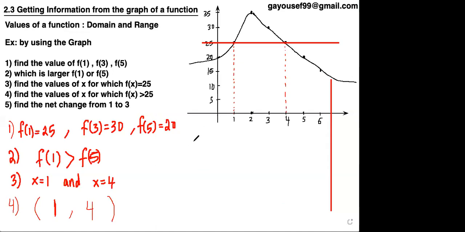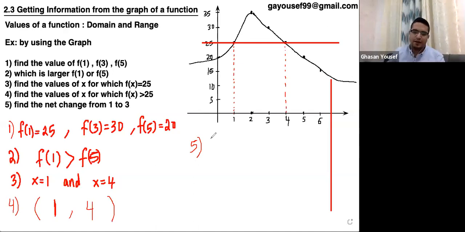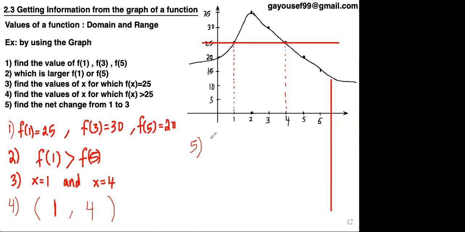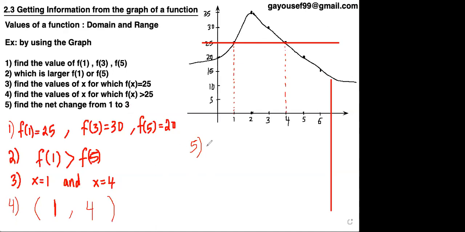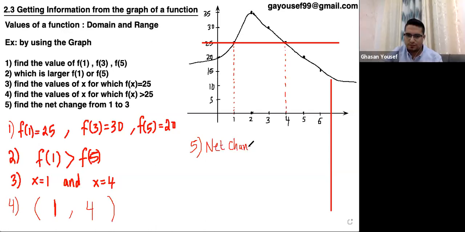What is the net change? Is f of b minus f of a. Exactly, f of b minus f of a. What is my b here? What's my b? What is the b value? 3. Is it 1 or 3? 3. Exactly. So the net change is equal to f of b minus f of a. So my b here is 3. So f of 3 minus f of 1.